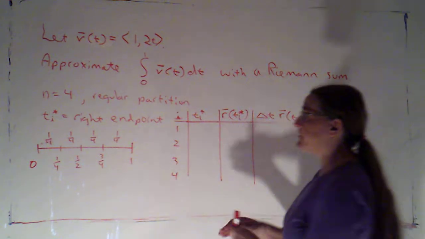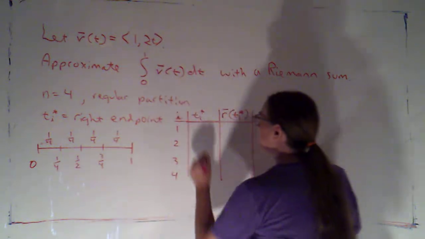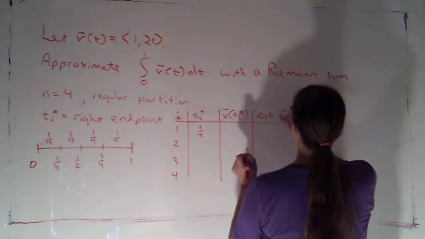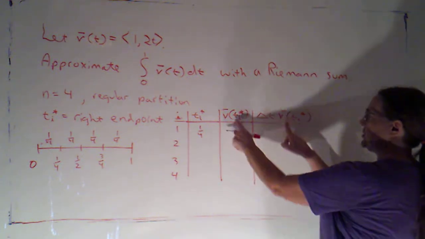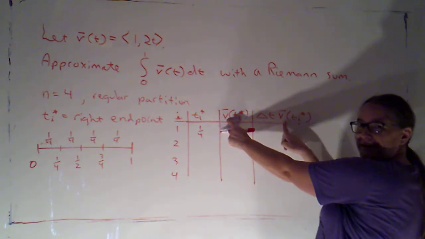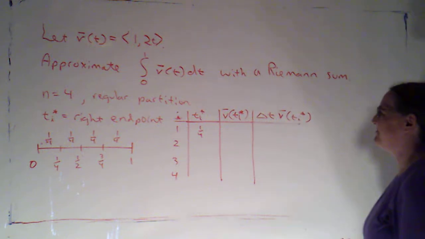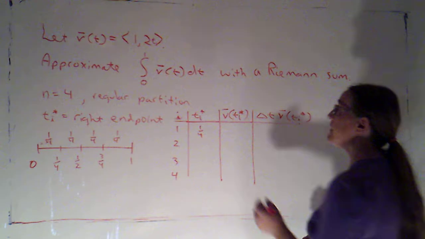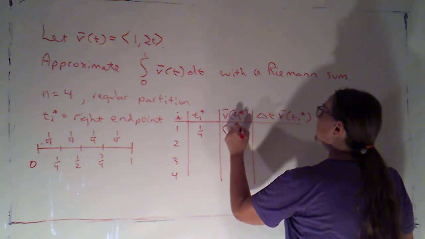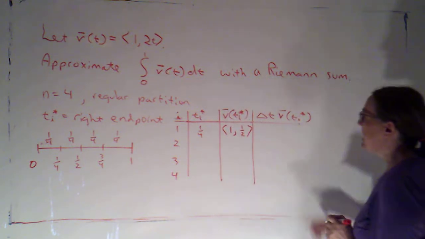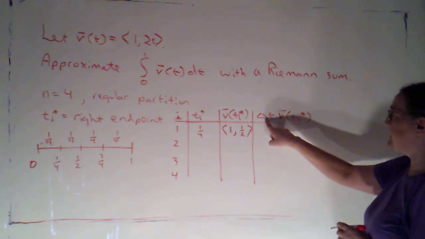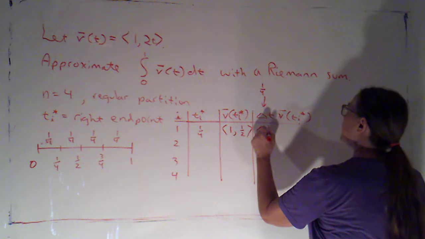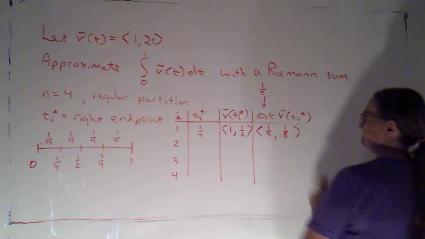Okay, so for this first subinterval, my right endpoint was 1/4. Oh, and I'm sorry, I called my function v, not r. I initially wrote those as r's. Those should be v's because that's what I chose to call this function. So if I evaluate my velocity at time 1/4, I'm going to get ⟨1, 1/2⟩. And now if I'm scaling that by delta t, which is 1/4, I'm going to get ⟨1/4, 1/8⟩.